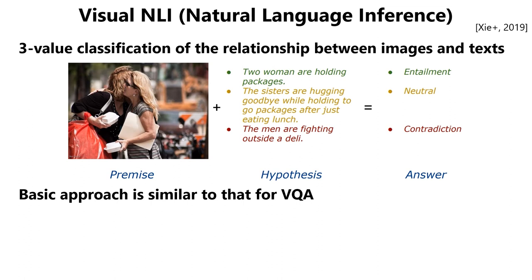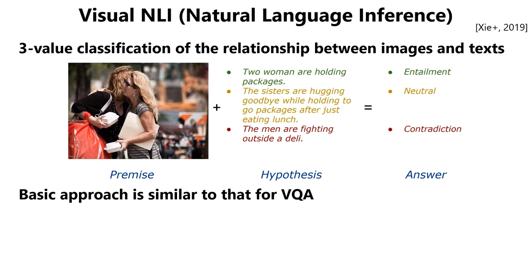This is the sisters are hugging goodbye while holding to-go packages after just eating lunch, which may or may not be true. For example, they may be hugging each other as a greeting where they meet. So, the correct answer here is neutral. And furthermore, the third one is contradiction here, because this is a text that has nothing to do with the image at all. Basically, the approach is the same as VQA, extracting the features of the image and the features of this hypothesis, and learning three classes using these fused features.